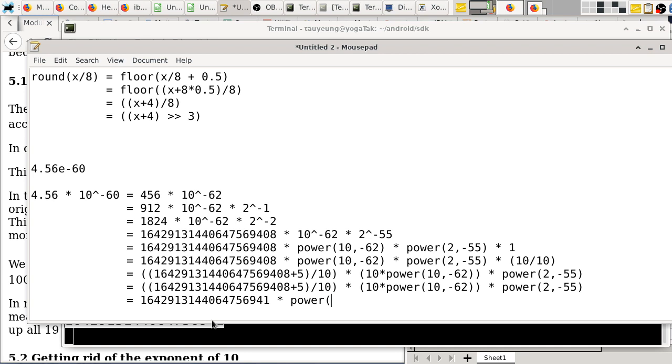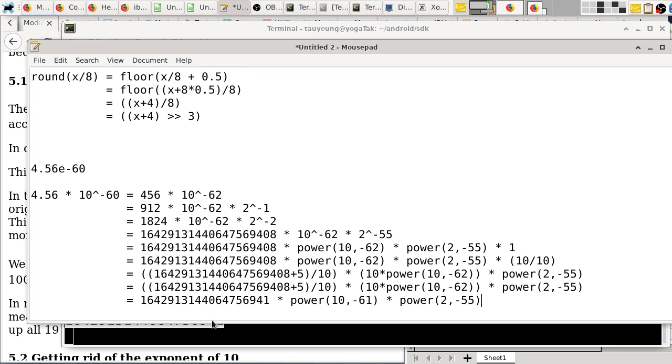We can now add 1 to it, right? So we are still taking a power of 10, but it's no longer negative 62, it's negative 61 now. Cool. And the power of 2 is the same, okay? It's 2 to the power of negative 55. Okay, so we look at this mess here, and we say, good. We now have a power of 10 that is one step closer to 0.